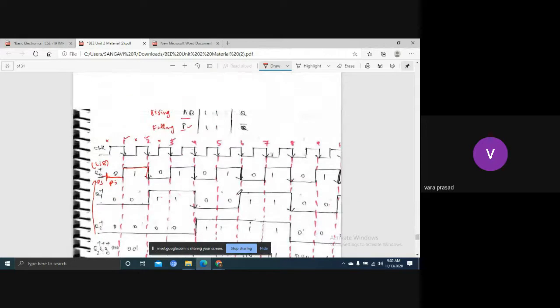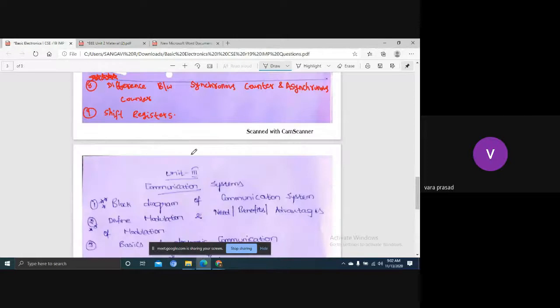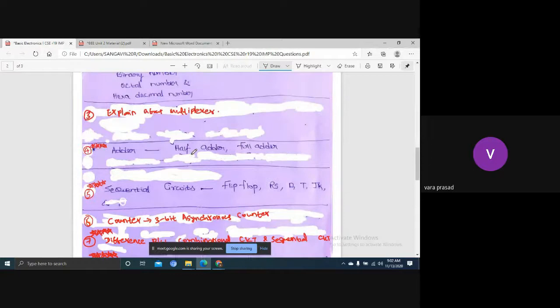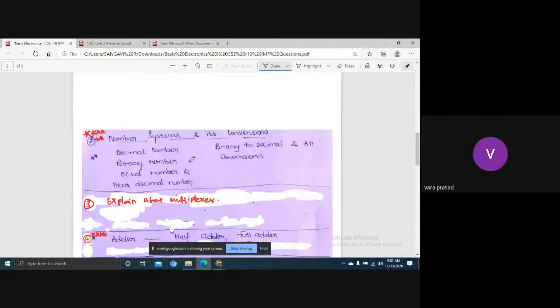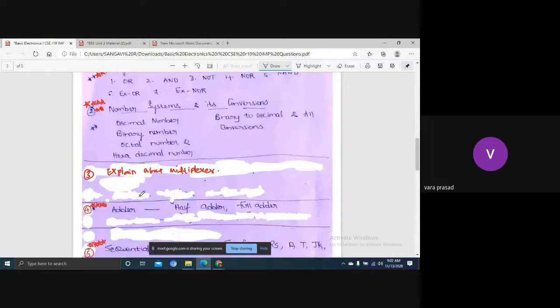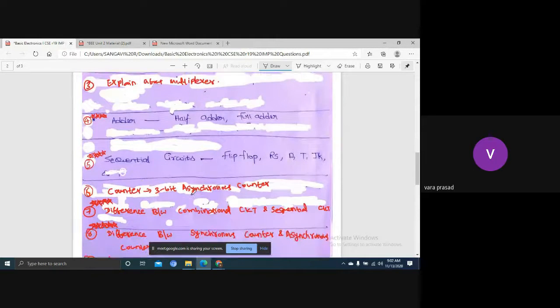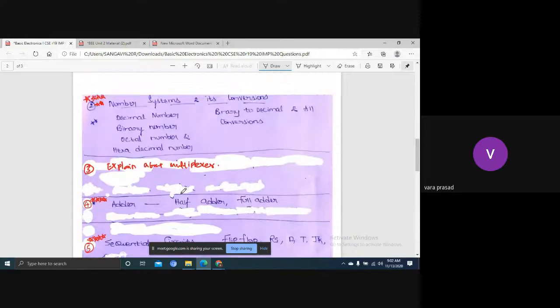I explained all the topics, and maximum I covered, but the star-marked questions you must study compulsorily. The remaining questions you can also go through. This is about unit 2.